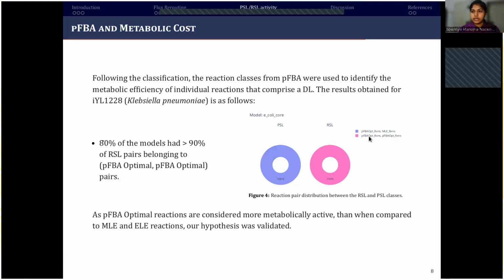And this is the result that was obtained for E. coli core. E. coli core, as we all know, is the core model of E. coli. And we see that 100% of all the RSL reactions actually belong to a PFBA optimal pair.